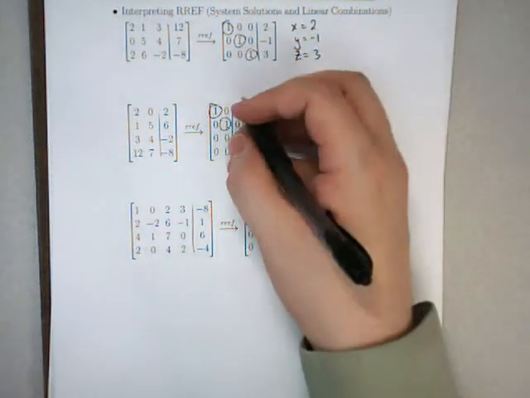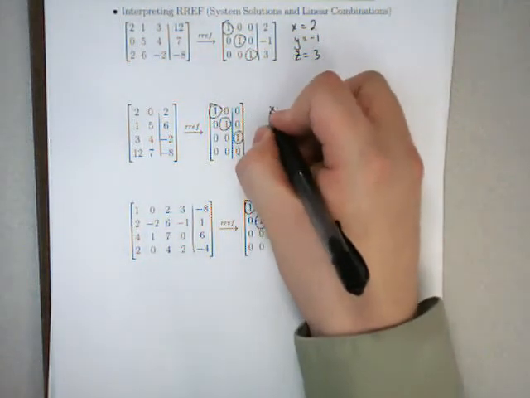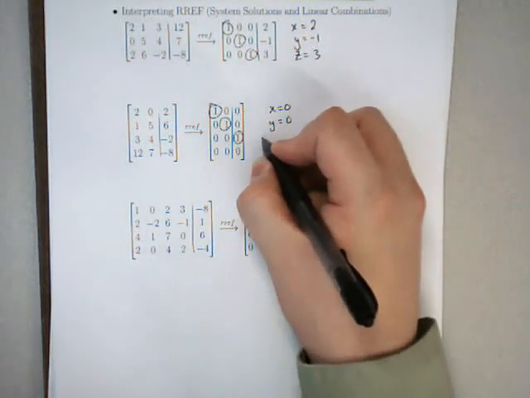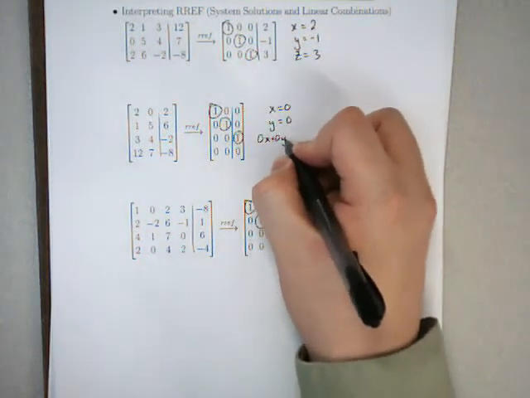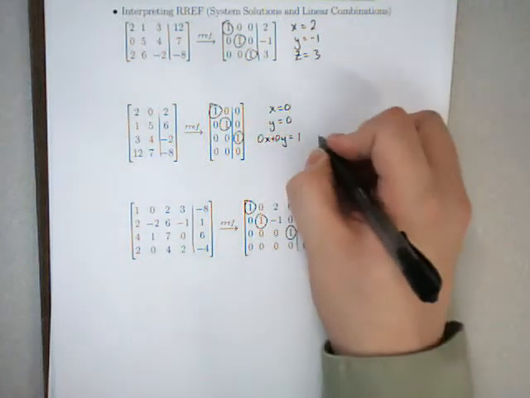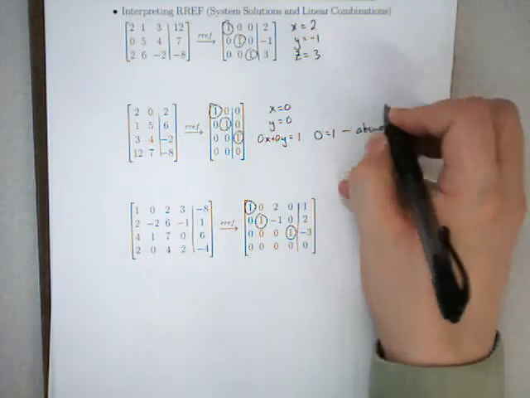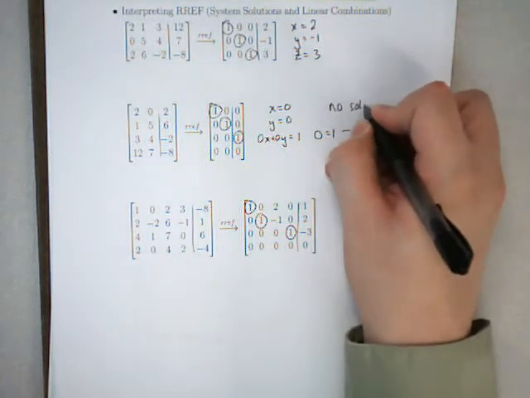Well, look at the next one. This one tells me that x equals 0, y equals 0, and then down on the bottom I have 0x plus 0y equals 1. 0 equals 1. Well, that's absurd, which means there is no solution.